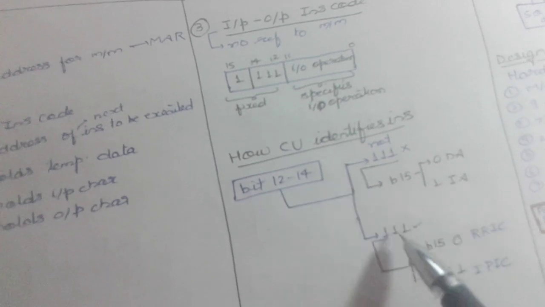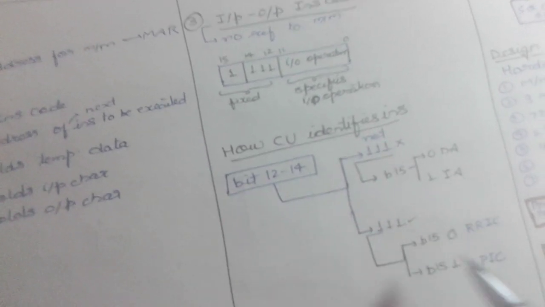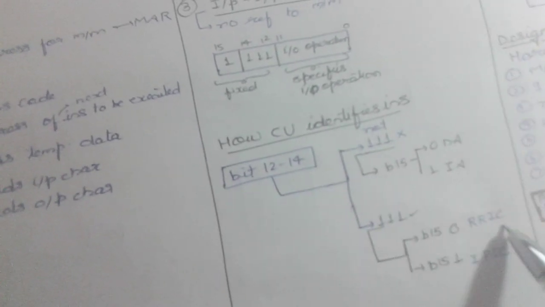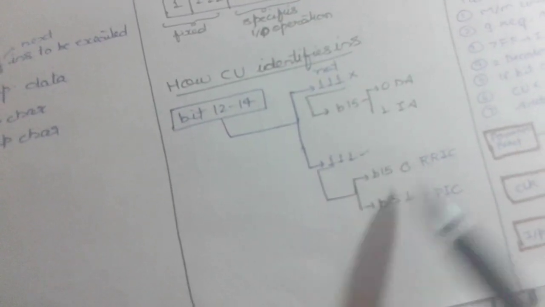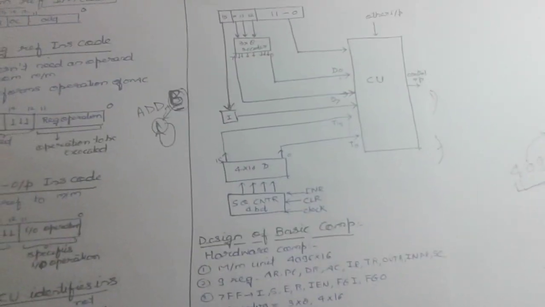If bits 12 to 14 are 111, then it will again check bit 15. If that is 0, then that is a register reference instruction. If that is 1, then that means an input output instruction. It will take the necessary action to perform these instructions.